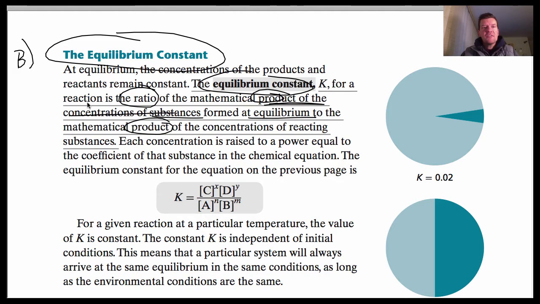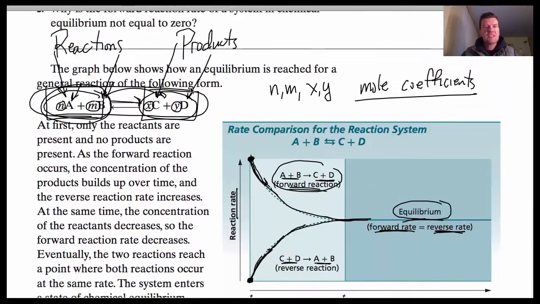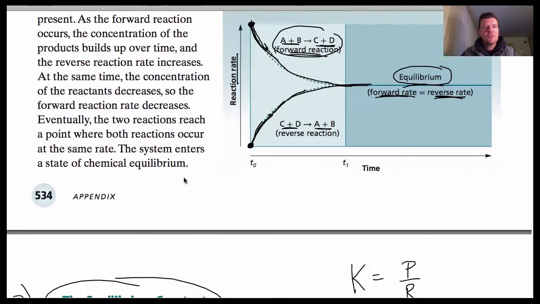It's a product of the concentrations of the substances formed divided by a ratio to the product of the concentrations of the reacting substances, meaning it's products over reactants. That is how we're going to find this ratio, products over reactants. Okay? So what you do to get this value, though, remember our reaction up here? I'm going to rewrite it for us.